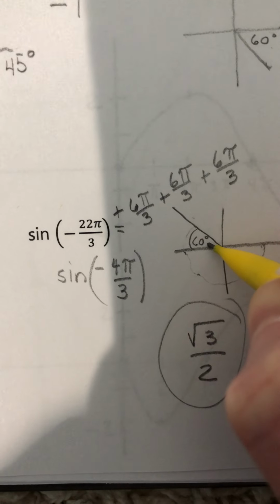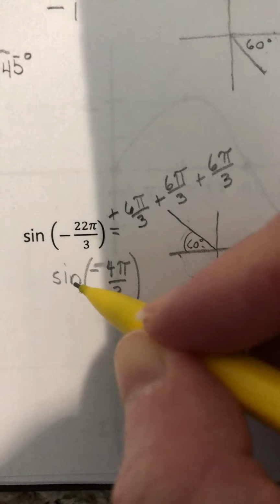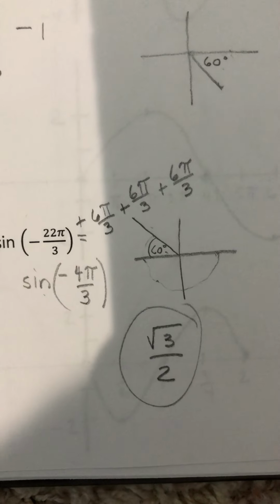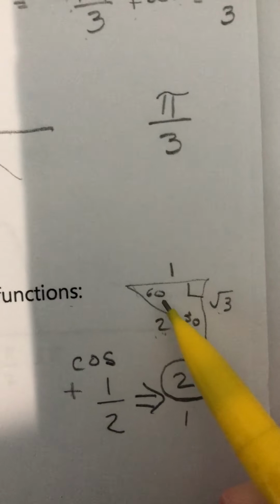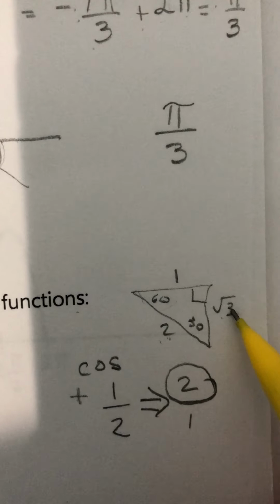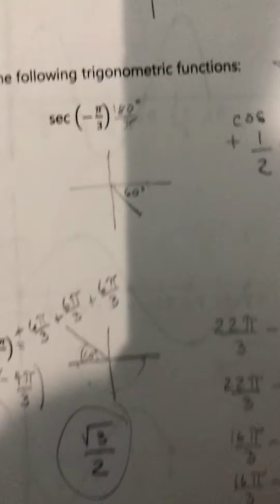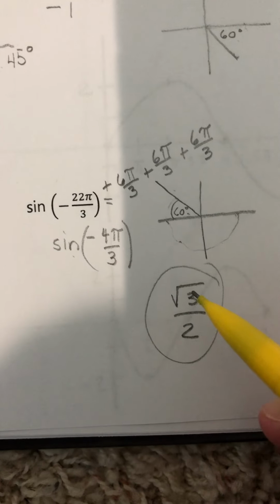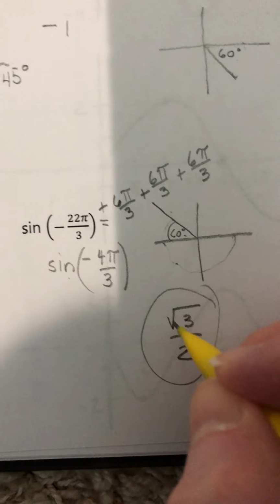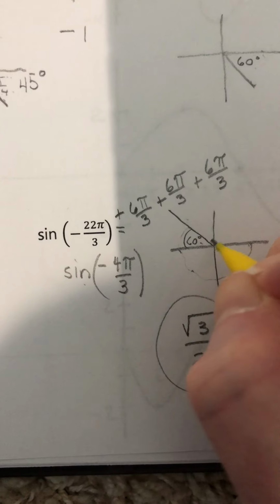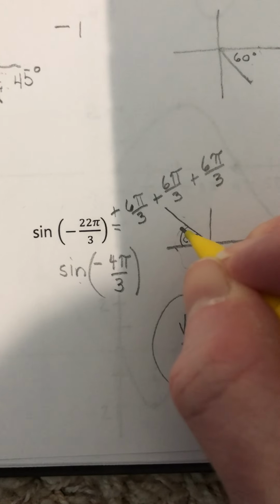Pi over 3 is the same as 60 degrees. So I'm looking for the sine of 60 degrees, and I go back up to this triangle. Here's 60 degrees. The sine is the opposite over the hypotenuse. So it's positive radical 3 over 2 because the y coordinates are positive here.